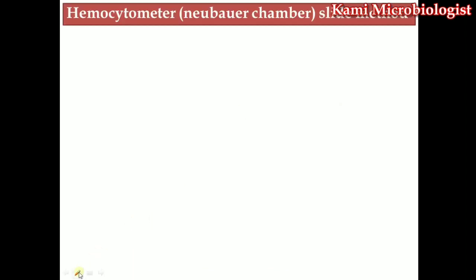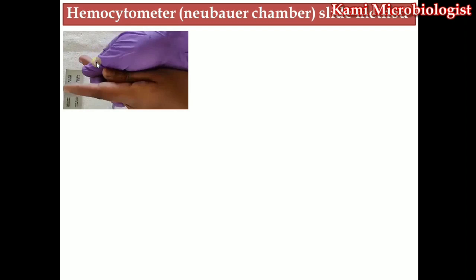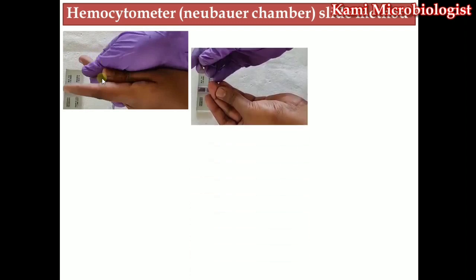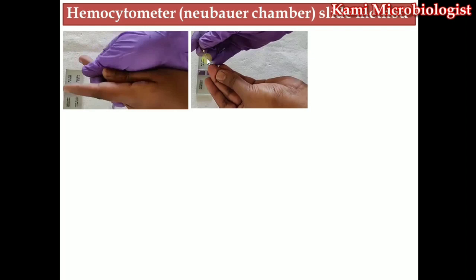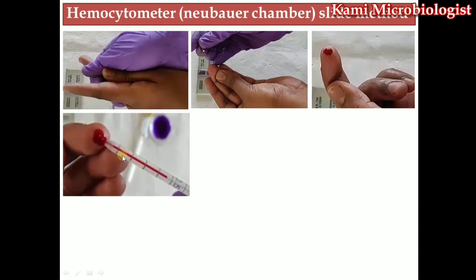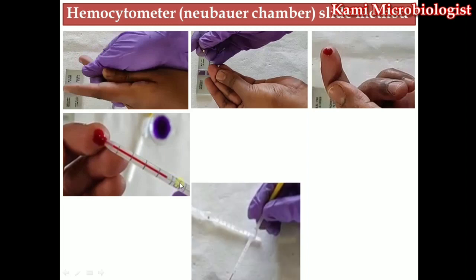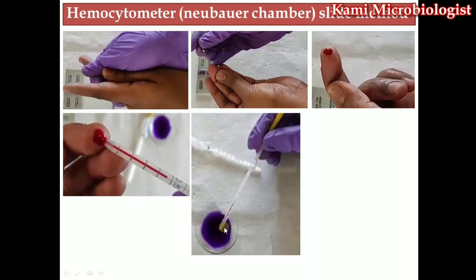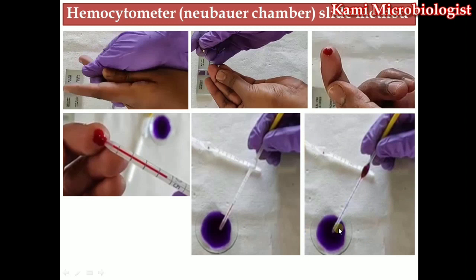Now let's see RBC counting through the hemocytometer method. First of all, we have to wrap our finger, as you can see in the diagram. Second, we prick our finger using a sterilized needle. Once the finger is pricked, the blood comes out. Then this blood should be picked using an RBC pipette, up to the 0.5 mark. After that, it should be immediately diluted with the RBC dilution fluid. Once it is diluted, white blood cells as well as microbes and other things are degraded, and the RBCs are protected from hemolysis due to this dilution.